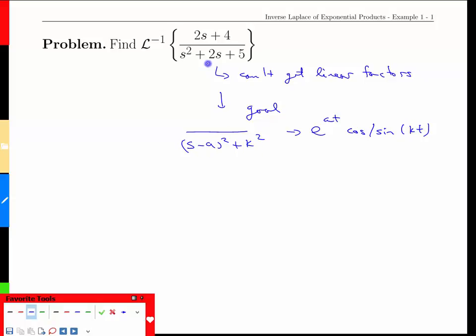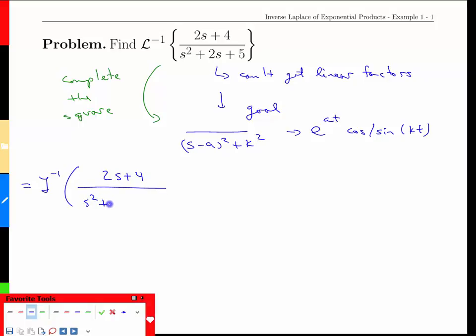To get this form from what we had before, the technique we're going to use is called completing the square. Most of you have seen this before. Again, if you need a refresher, this would be a good time to get it, because this will be a commonly used technique. We're asked for the inverse of 2s plus 4 in the numerator. We leave that alone for now. The s squared plus 2s plus 5, this is where we're going to get things a little more interesting.